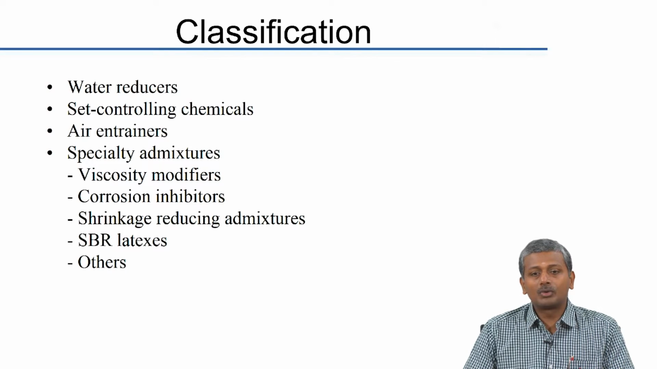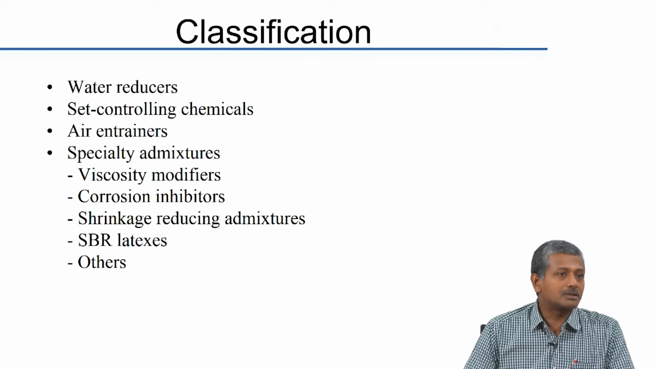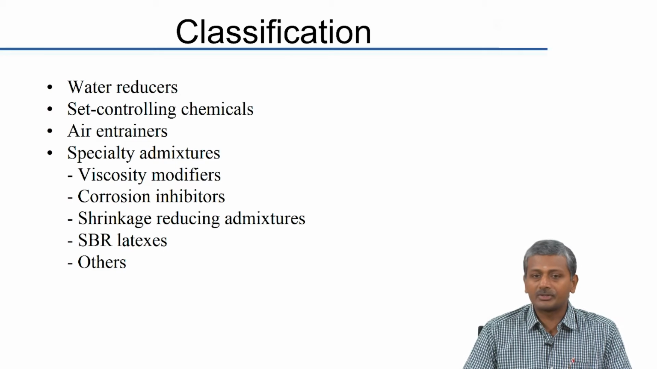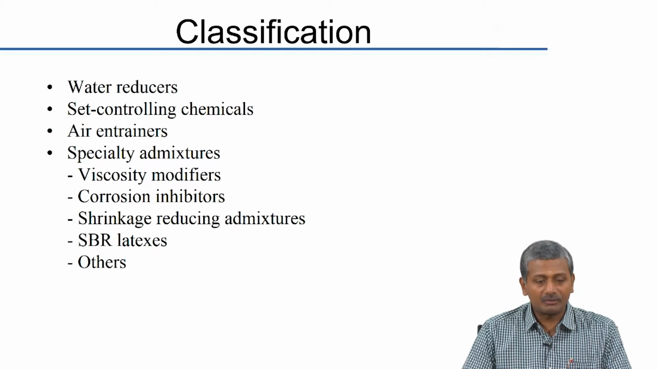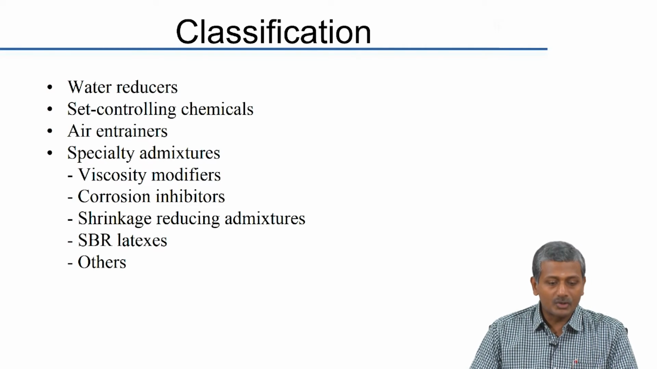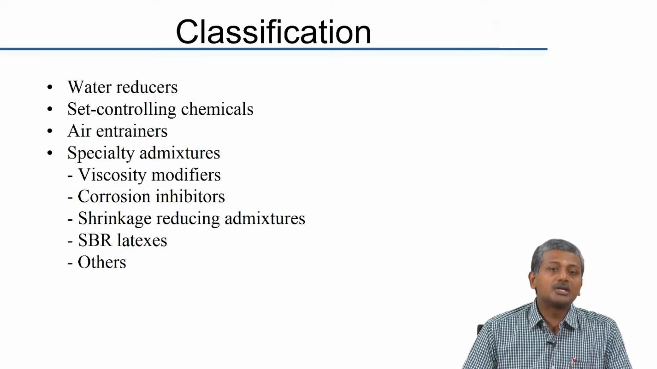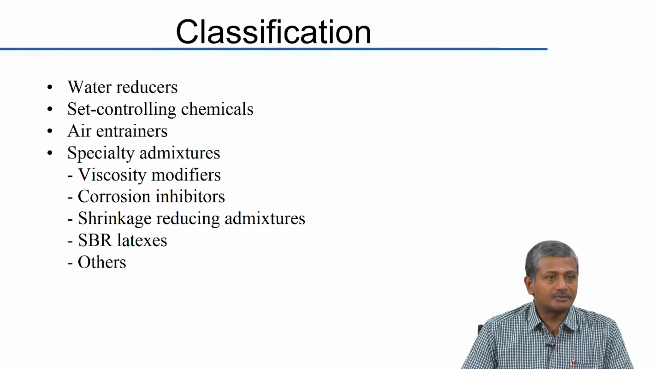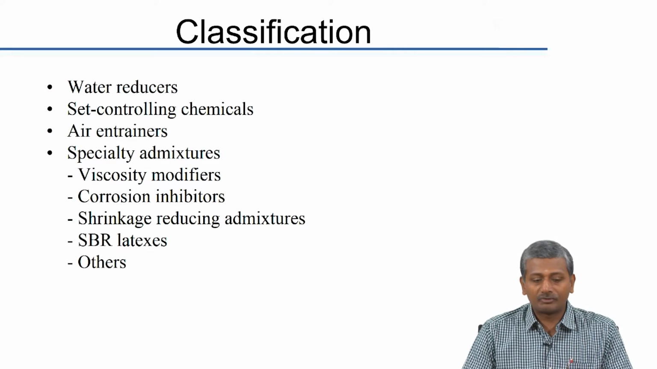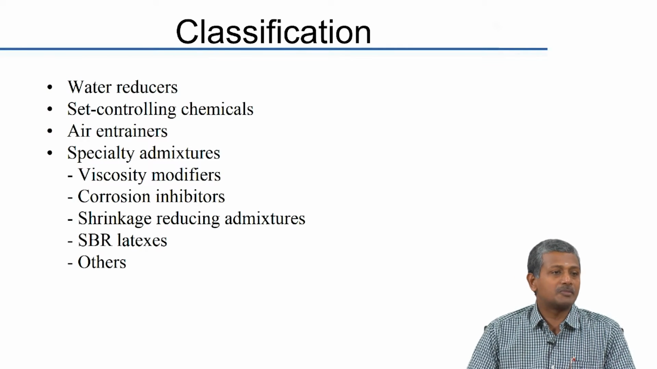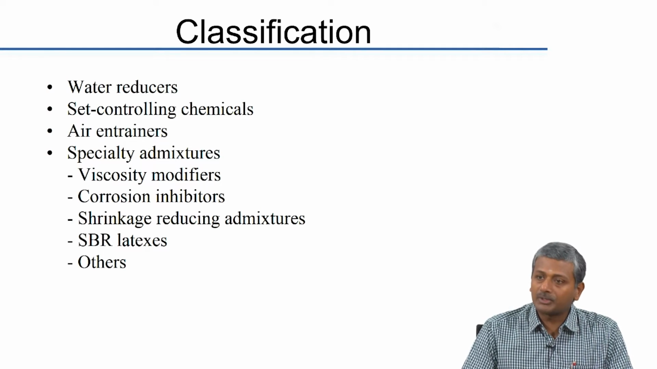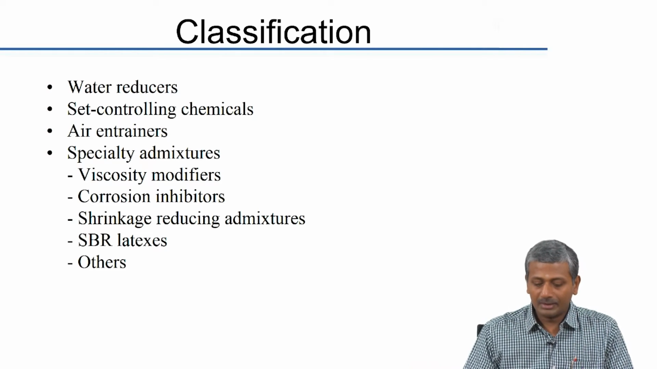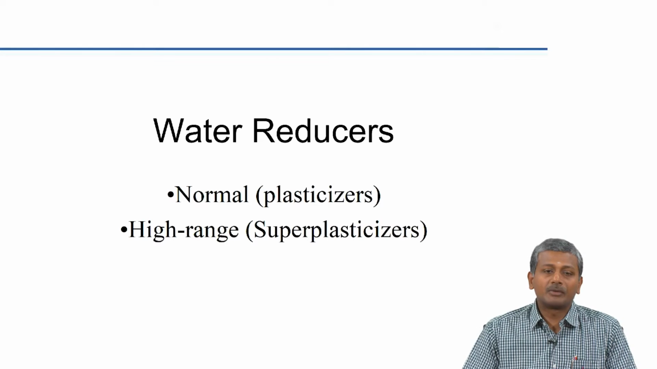These three types are the more commonly used types all around the world, but apart from these there may be other specialty admixtures that are used in very specific circumstances. So we will talk about different types of specialty admixtures including viscosity modifiers, corrosion inhibitors, shrinkage reducing admixtures, SBR latexes and also some other minor types of specialty admixtures which have very specific purposes. They are not added to the concrete all the time, unlike the top three which are possibly used all over the world. Okay. So let us look at some aspects of water reducing chemicals.